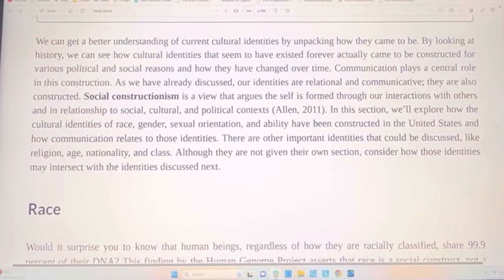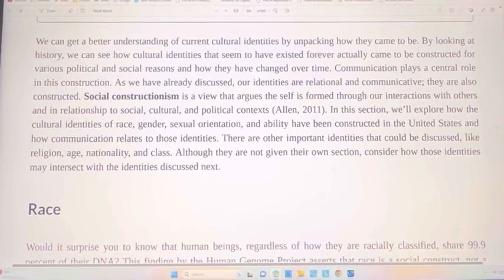As we have already discussed, our identities are relational and communicative. They are also constructed. Social constructionism is a view that argues the self is formed through our interactions with others and in relationship to social, cultural, and political contexts.